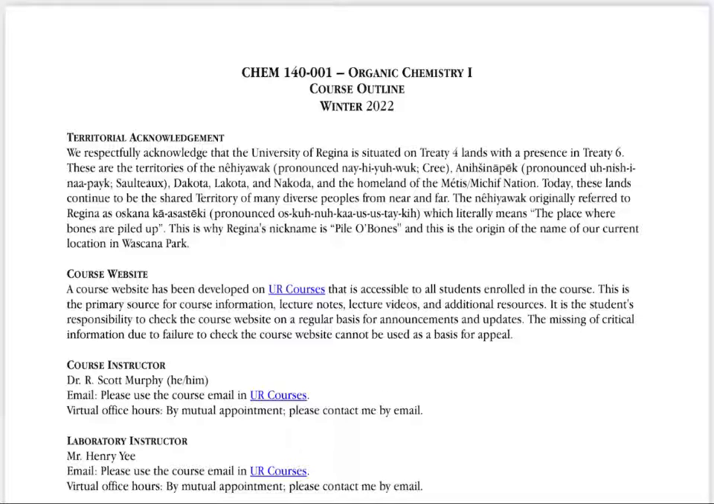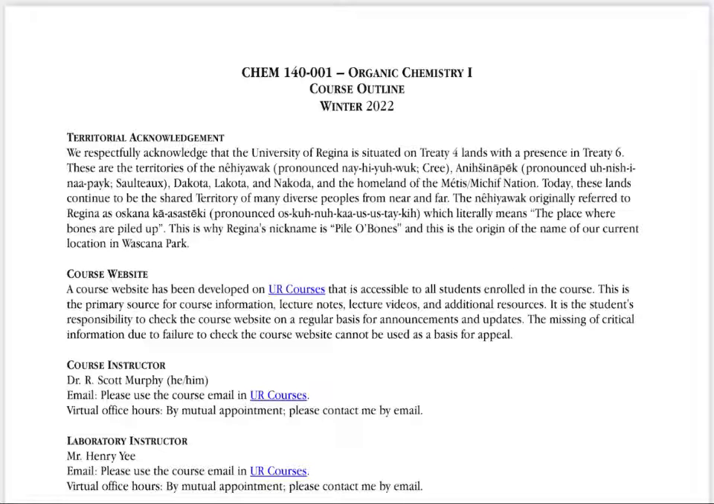Course instructor. As you know, my name is Scott Murphy, and I use the pronouns he and him. If you need to contact me by email, I ask that you use the course email in UARK Courses. We can also set up virtual office hours or face-to-face office hours if you prefer. And I ask that you email me so that we can set up an appointment mutually.